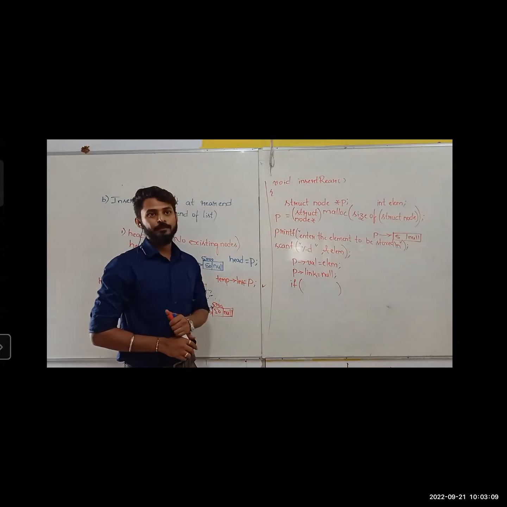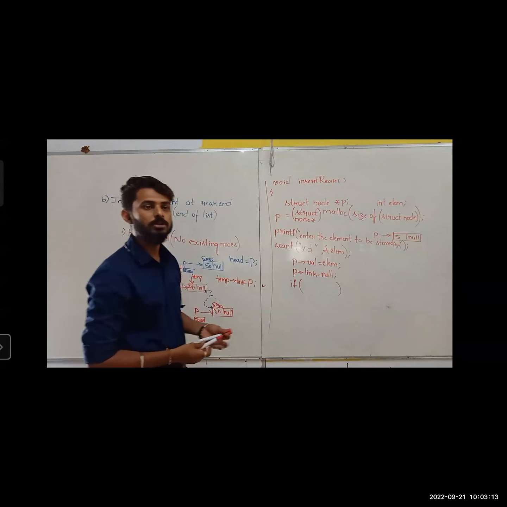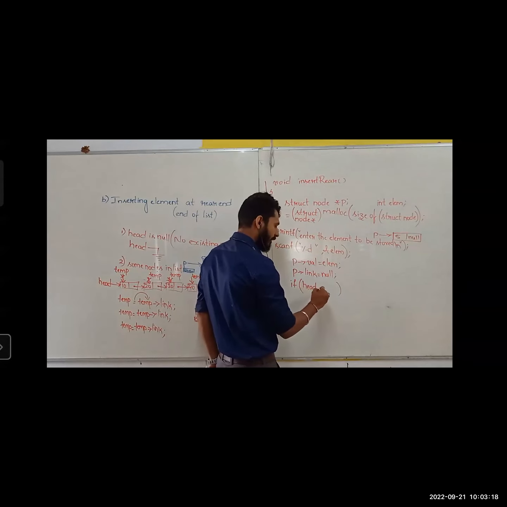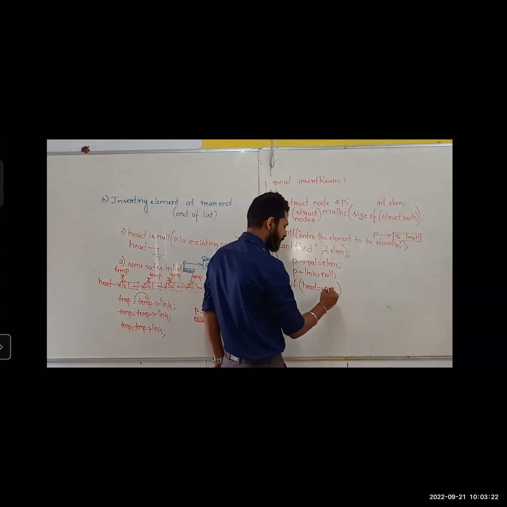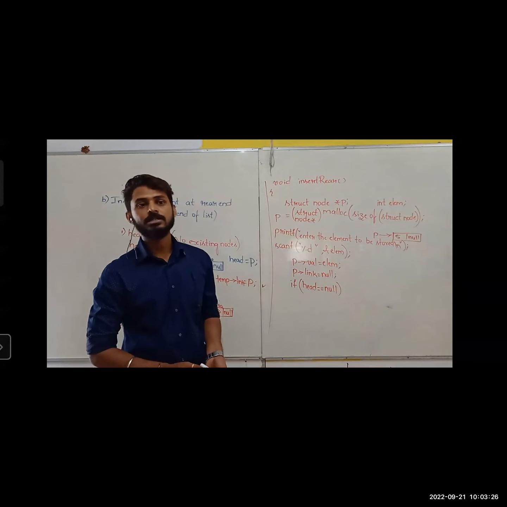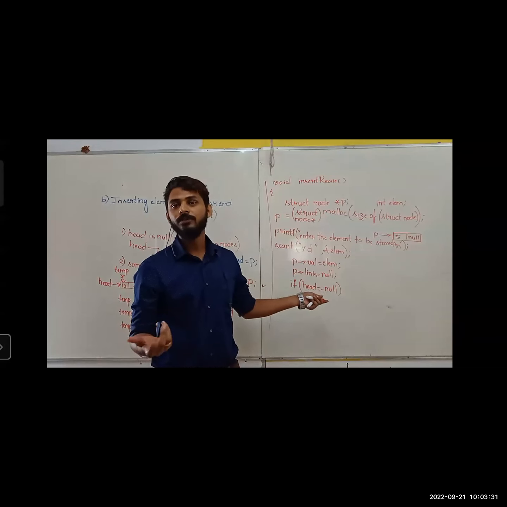When can I say there are no lists? When head is directly pointing to null. So directly you write if head. Should I write single equal to? No. For checking purposes, you should write double equal to. See, there are two cases. If I write single equal to, what does it mean? Double equal to, what does it mean?